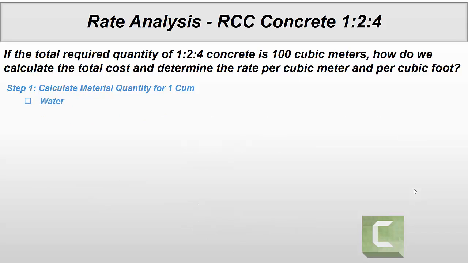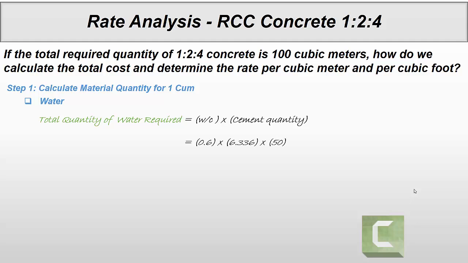Then we need to calculate water. For water, we need water cement ratio. So water cement ratio multiplied by cement quantity, you will find water quantity in kgs. So we will take 0.6 as the water cement ratio. You can take 0.5 or 0.7 depending on the requirement. Multiply by 6.336 and for kgs multiply by 50. So 190 kg, or you can say 190 liters of water required for 1 cubic meter concrete.